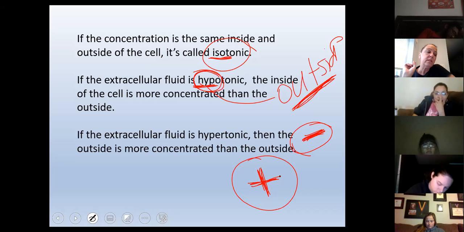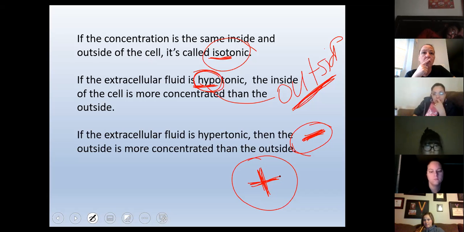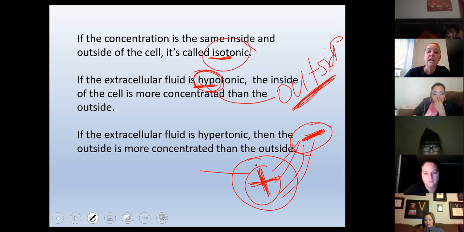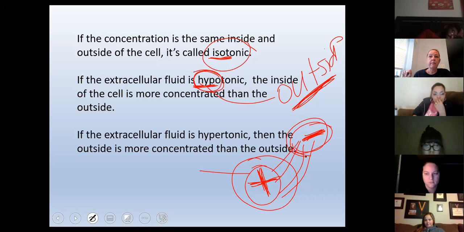So the inside of the cell is more concentrated. Tell me, how is fluid going to move if the inside of my cell is more concentrated than the outside? What do I have to do to make the inside and the outside equal? You got osmosis. I have osmosis in what direction? You want to suck it in, because I want to dilute this to make it the same concentration. Does that make sense?